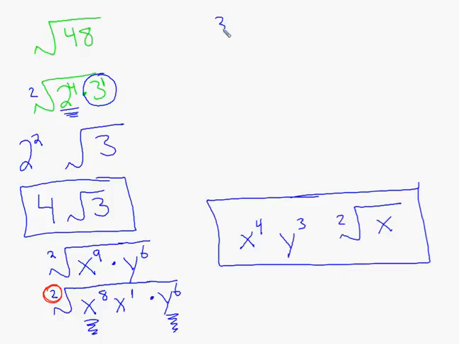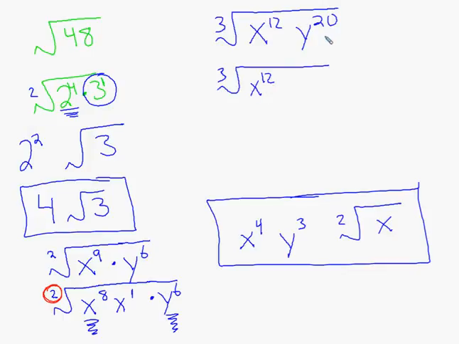Let's try one with an index that's different. Let's try a third. So we're going to do a cube root. Now I need these to be divisible by what? 3. Okay? In this case, the 12 is fine. So I'll just leave the x to the 12 alone. But what about this 20? It's not good. So I need to split it up so it's divisible by 3. So I'm going to count back from 20. How about 19? Is that good? No. How about 18? Yeah. Yes. So I have 18.